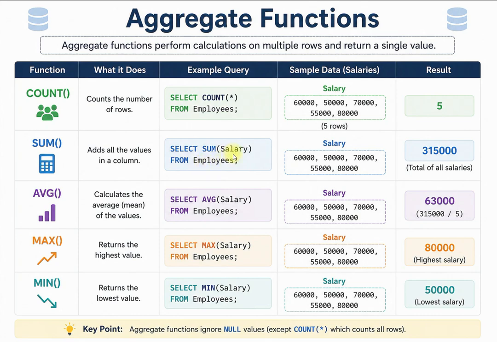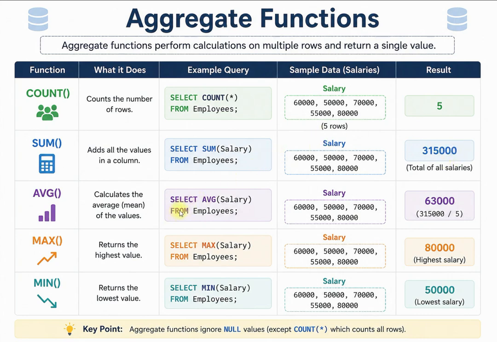So what you're saying is, go to the employees table and sum all the values in the salary column. So it goes there. There are 5 records and each of them has 60,000, 50,000, 70,000, 55,000, 80,000. So it's adding up all these things and it gives the total of all salaries.